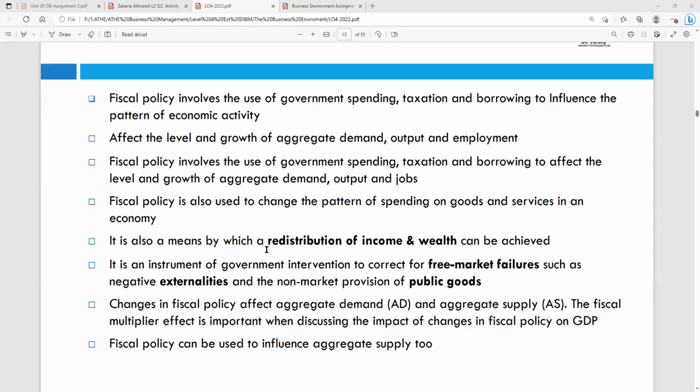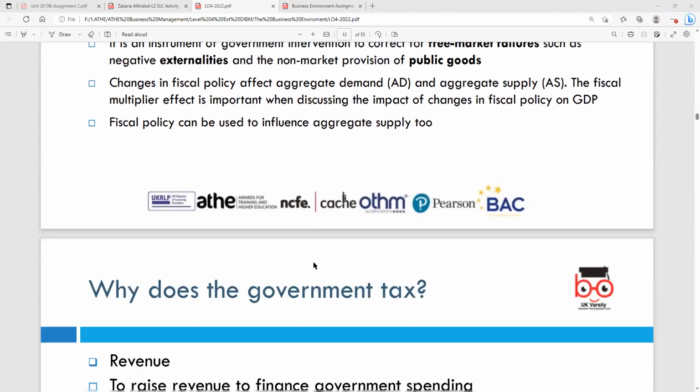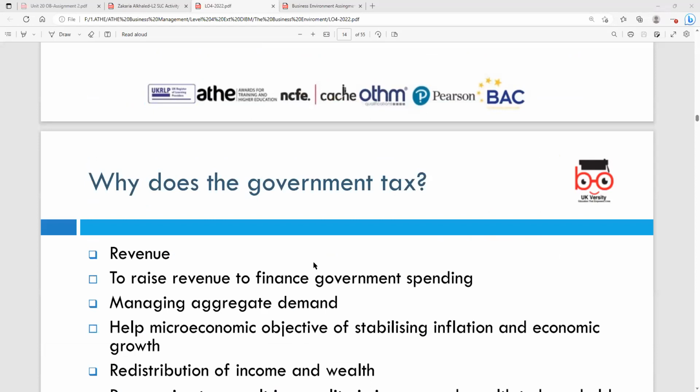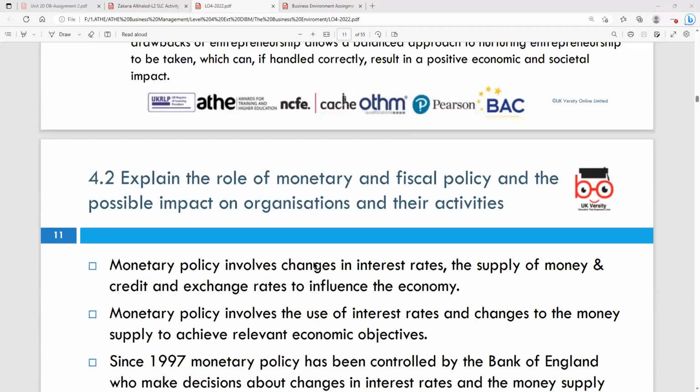It looks at the redistribution of income and wealth, how the government intends to redistribute its income, what the correct measures are for public goods, what measures the government is going to take on changes in aggregate demand, and what type of policies it is going to implement to affect its GDP. So the main purpose of fiscal policy is to do with taxation. So we said there are two types of policies the government uses to have an impact on organizations.